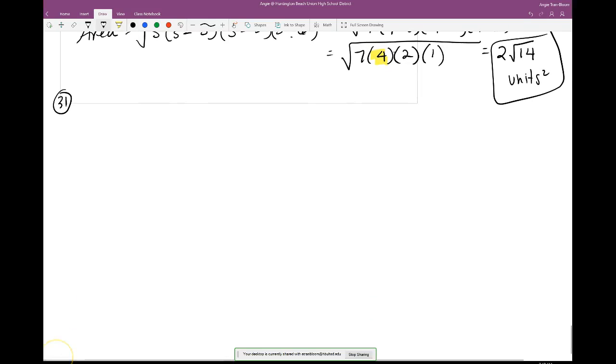Okay, so now we're going over homework number 31 from section 8.2. So 31, what are the given info? B equals 4, C equals 6, and angle B is 20 degrees. Okay, so yes, you are given two sides and an angle.